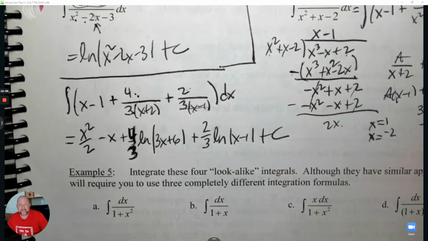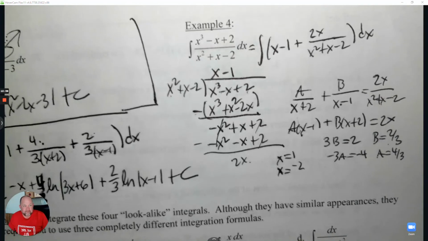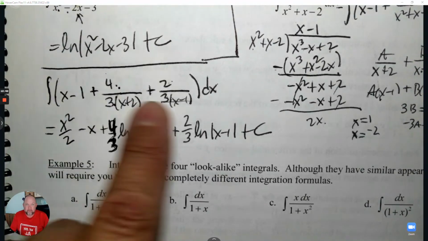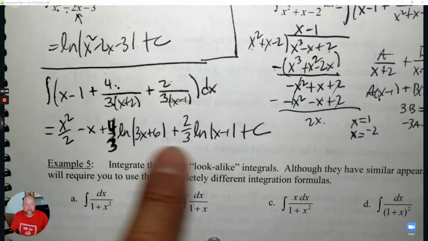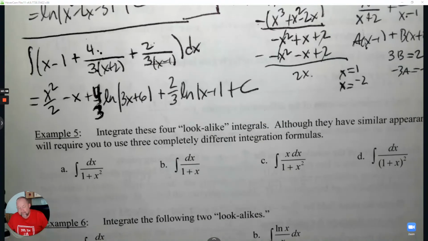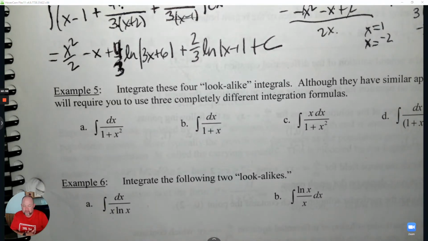And that's it. What a great little question. So we started with long division, and then we did partial fractions, and then we put that beautiful mess all together and integrated it. All right. Integrate these look-alike ones so you don't get confused when it's a fraction what direction to go.